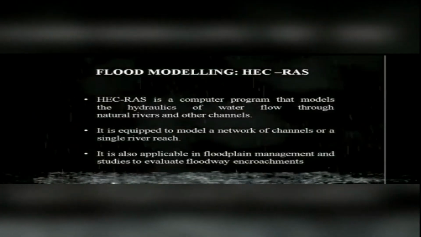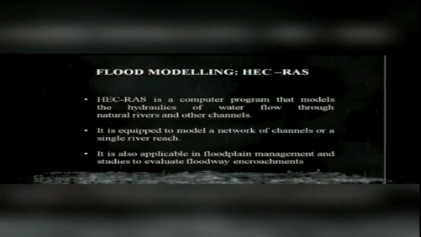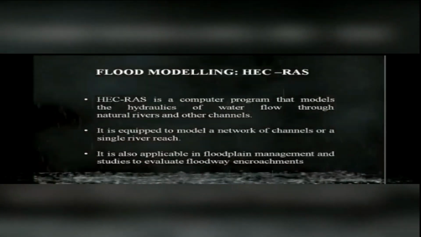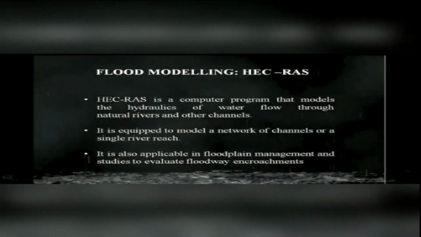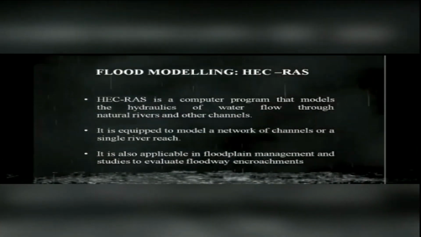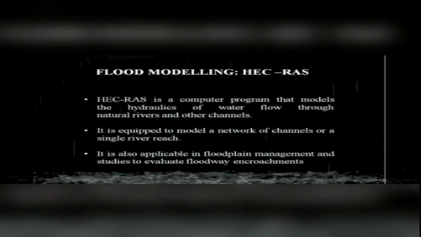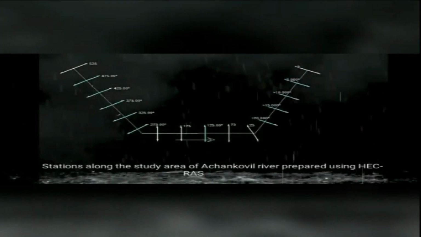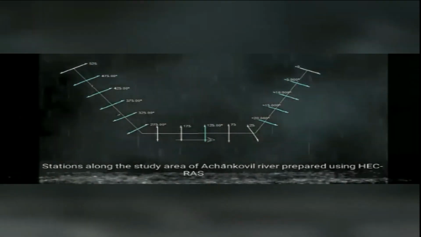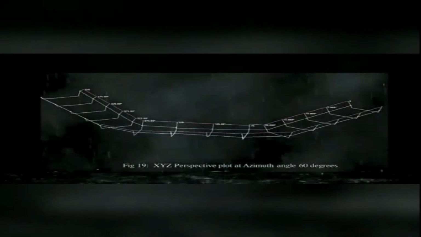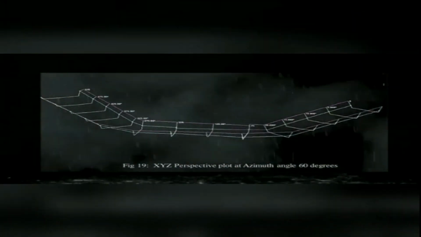Next is the final stage of our project, that is flood modeling using HEC-RAS software. For this process, we have collected the cross-section details of the Achankovil River Basin from the Major Irrigation Department of Koranjeri. In this step, we have selected a river reach and prepared a 2-dimensional cross-section with all the river stations along the reach. This is the 3D cross-section of the river station along the river reach, showing various river stations of the XYZ perspective at different azimuth angles.